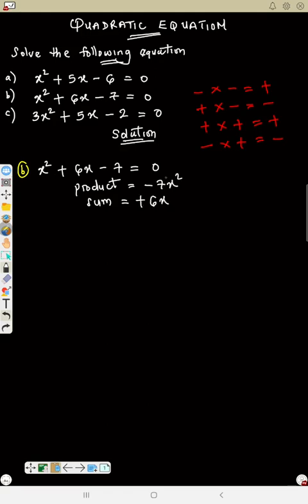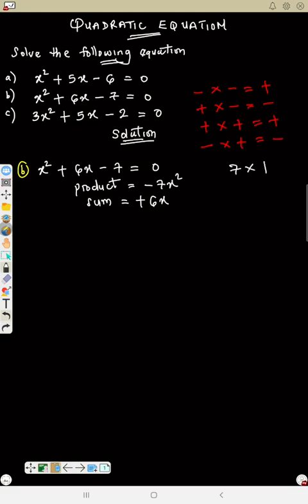Now what are the numbers you can multiply that will give you 7, and if you add them, you get 6? If you try to find the factors, nothing can go here apart from 7 times 1. So the only numbers that can give us 7 are 7 times 1.